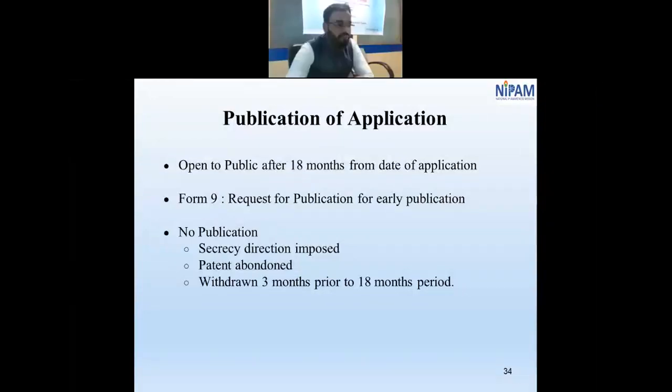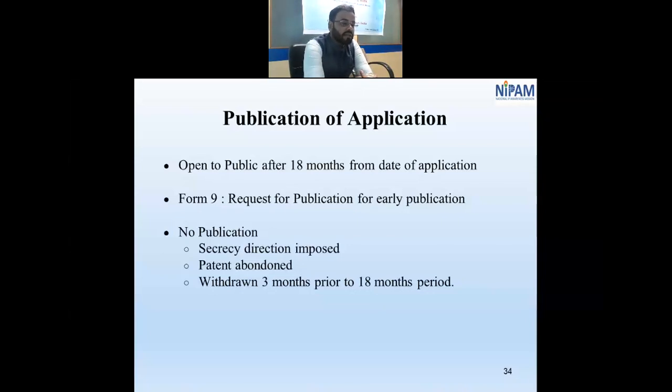How does a patent application, once filed, flow in the intellectual property office? Once you have filed an application, it will be open to the public, or published, after 18 months. If you want to publish it before 18 months, then as I've already mentioned, you have to expedite your process and fill a different form. You have to submit a form for expedited examination and expedited publication.